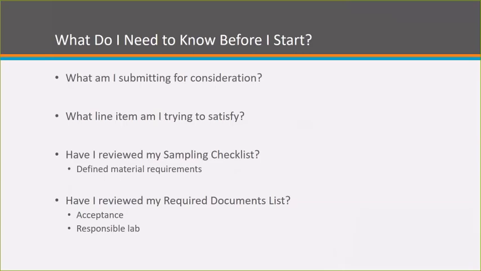Your materials required documents list is generated at the outset of a contract, at the outset of a project. Dave Hall prepares those for us. And it identifies for you the acceptance methodology and the responsible lab. Now, these elements are going to be important when we get to creating a sample record so that you know what lab to assign the item to and what acceptance method to choose.